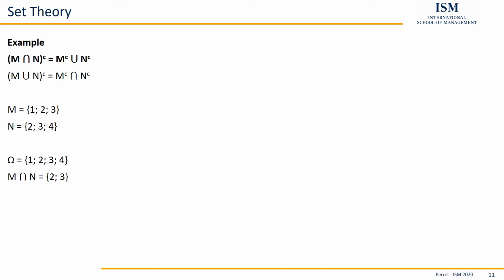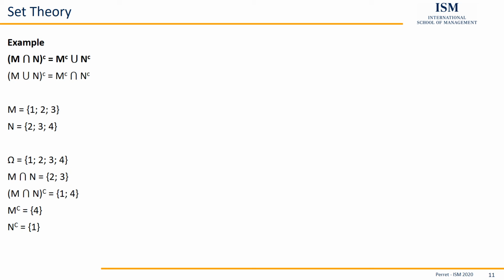Then we take the complement of 2 and 3. This leaves us with 1 and 4. So those are the numbers which are in the sample space, but not in the intersection. So we covered the left side of the rule. Now we start with the right side. For this we need the complement of M and the complement of N. The complement of M, what is in the sample space but not in M, is only 4. And the complement of N is only 1.